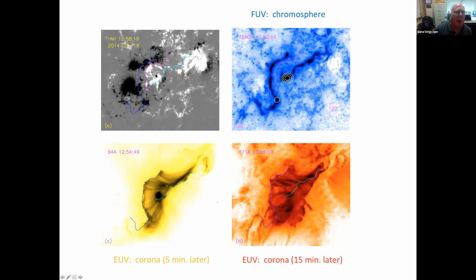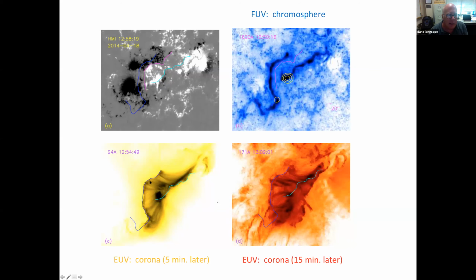So field lines go from the white across the magenta line to the black. And you can see in the bottom two panels, these are images made in 2 different wavelengths, and you can see those field lines. In neither case have I drawn in the magenta line, but I've drawn in the blue and the cyan lines.